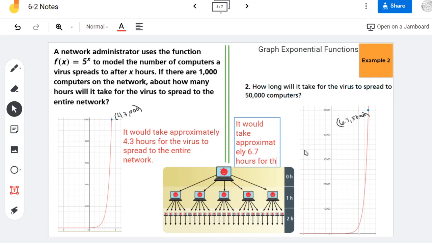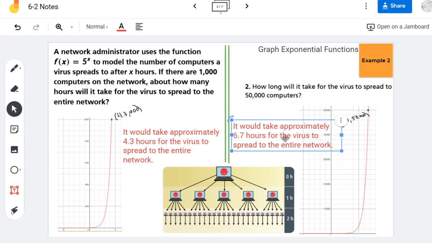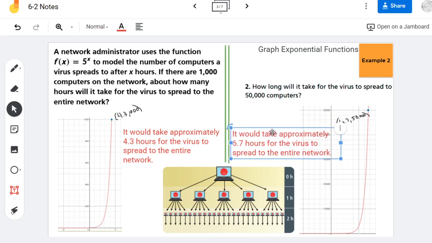In order to get an exact answer, you need something called a logarithm, which you don't learn till Algebra 2. So this approximation kind of has to be good enough. But there we have it. That is looking at exponential functions on a graph.